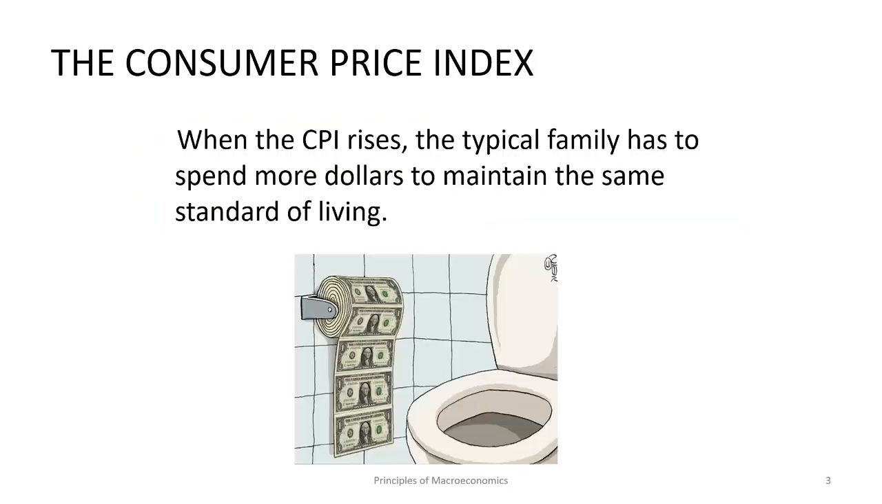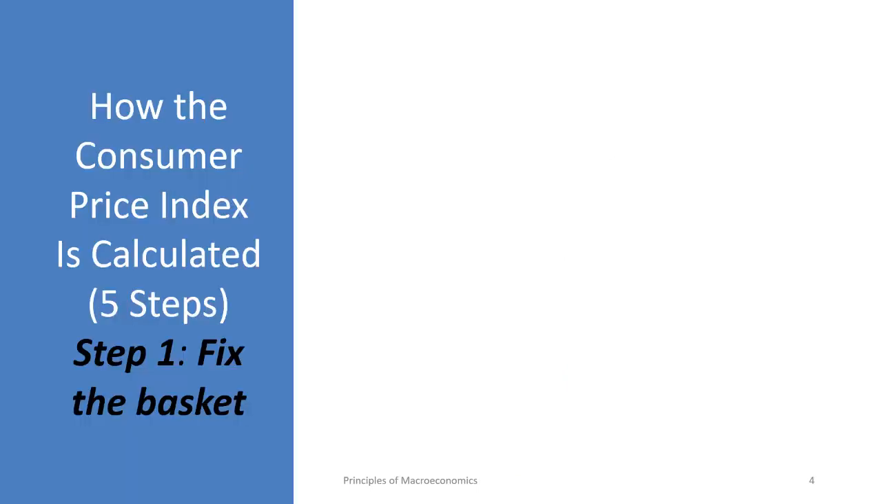So let's try to get back to CPI once more. When CPI rises, the typical family has to spend more dollars to maintain the same standard of living. Or in a certain way, if prices rise too much, our dollar can turn into toilet paper pretty easily. So the question is this: how do we measure CPI, or what's the idea behind measuring CPI? And that we'll learn in a series of steps. There are 5 steps in calculating CPI.